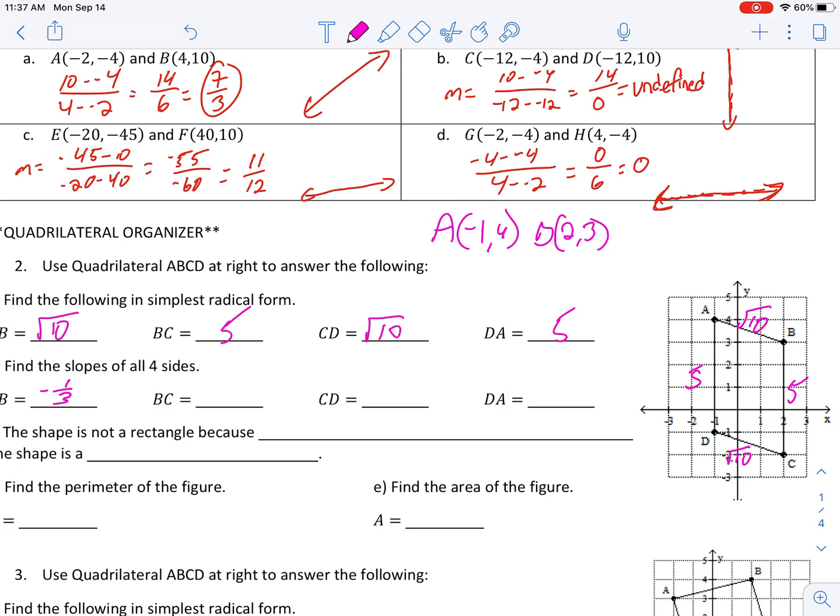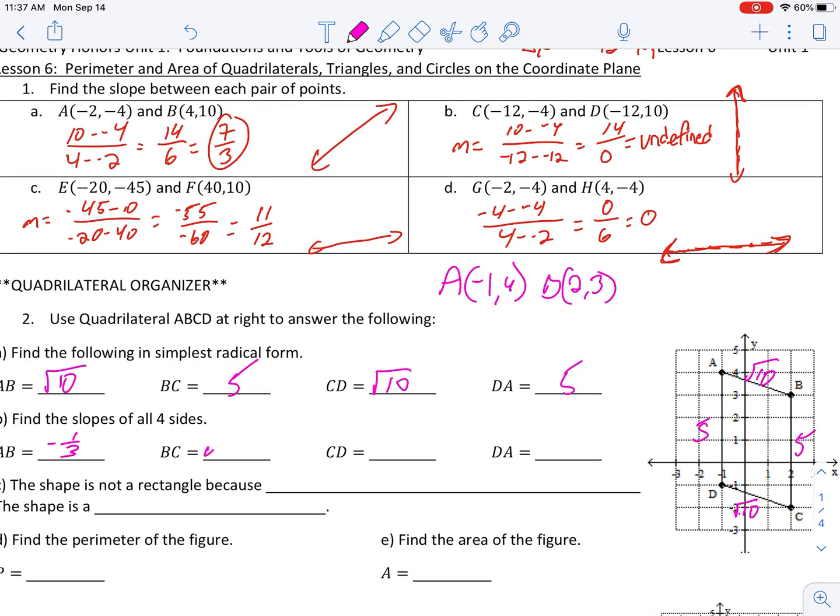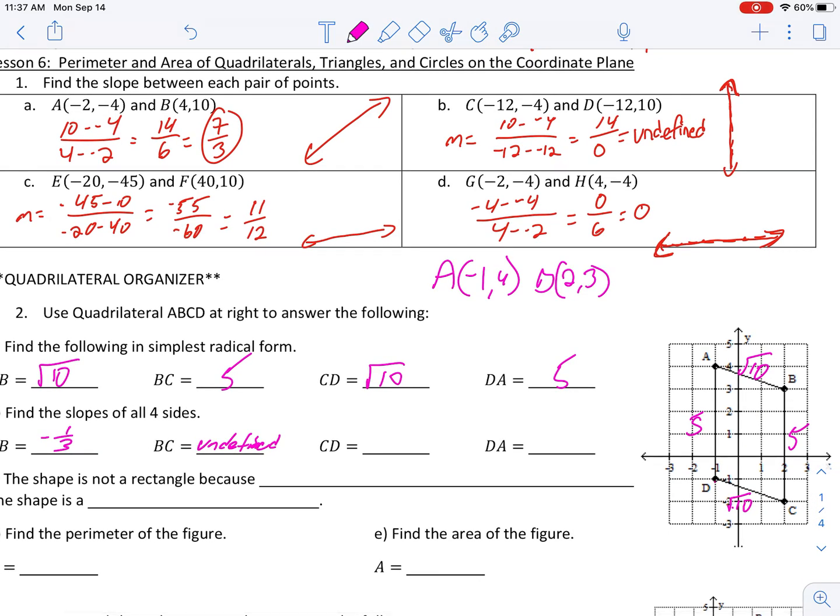So negative 1/3. Now after that, okay, let's go find BC. It is vertical. Okay, back up here, this is why we reviewed slope. Vertical lines are all undefined slope. CD, left to right, is going down. We found that to be 1. We found that to be 3. It's a negative 1/3.